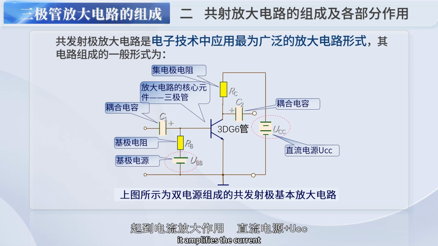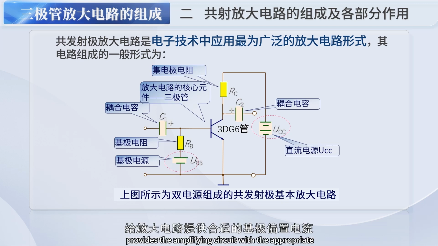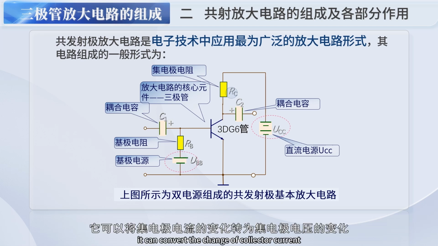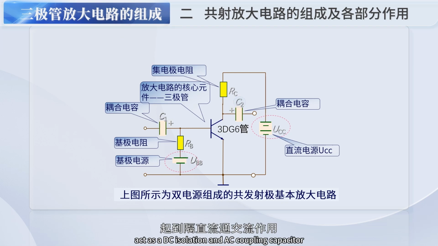The triode in the circuit is the core component of the amplifier circuit. It amplifies the current. The DC power supply, positive UCC, provides energy to the amplifier circuit, ensuring the triode operates in the amplification state. The base power supply, UBB, with bias resistor RB, provides the amplifying circuit with the appropriate bias current. The collector resistor RC can convert the change of collector current into changes in the collector voltage. The coupling capacitors CE and CR act as DC isolation and AC coupling capacitors.